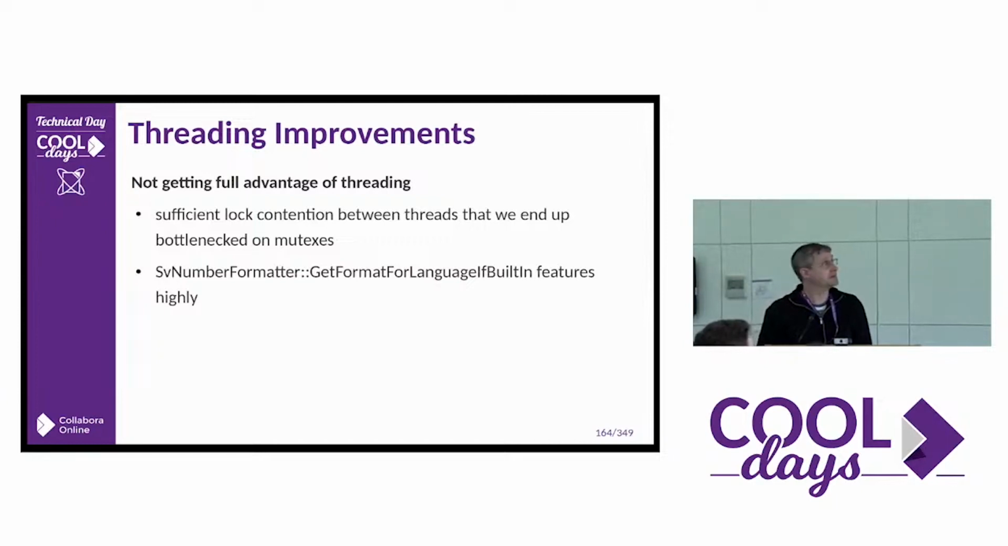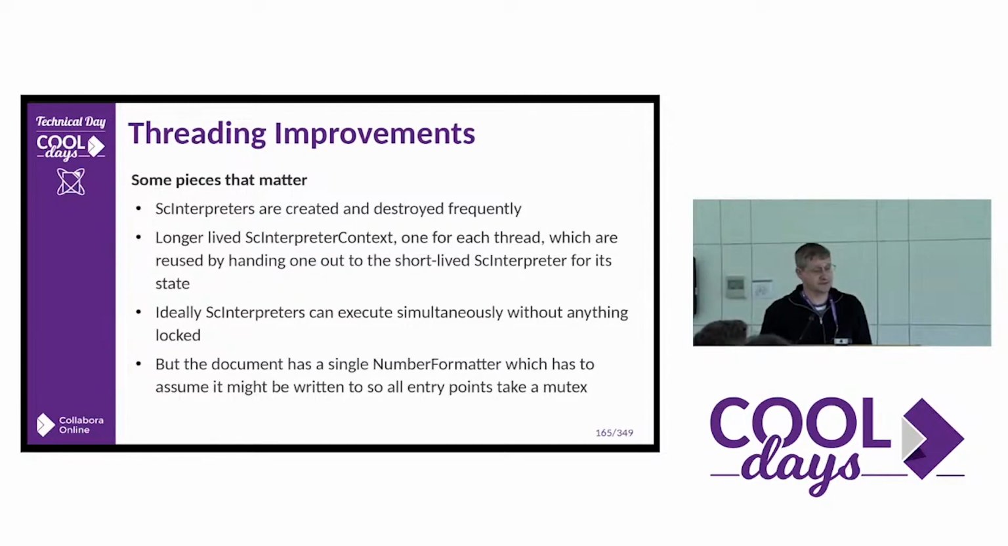and so on. So what matters is that looking at these calc threading things, we've got SC interpreters. They're created a lot, they're created quickly and they're thrown away, so they're all pretty lightweight. And then we've got longer-lived interpreter contexts, one for each thread, which are reused. So you've got a pool of these and they're reused and handed out and reinitialized regularly, but they're long-lived in their own sense. What we really want to happen is we want the interpreters to run simultaneously without anything locked. We don't want any of those mutexes to appear.